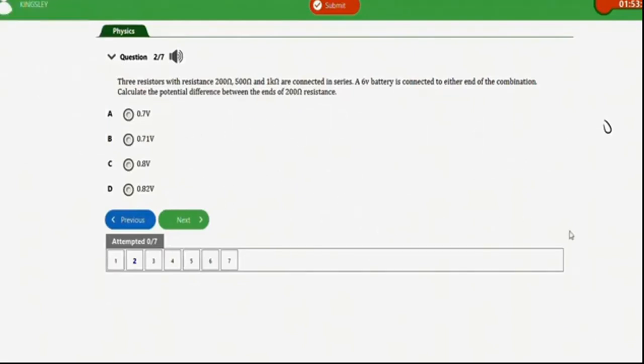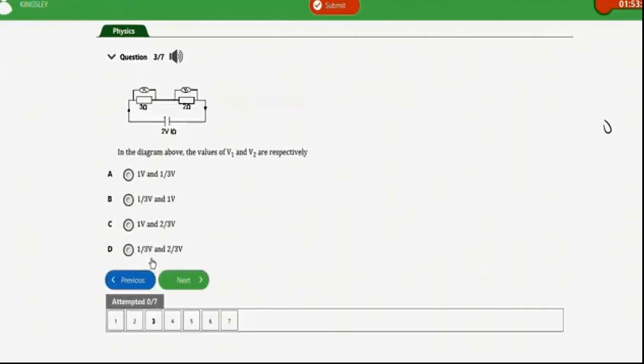The next repeated question will be this question. It says, in the diagram above, the values of V1 and V2 are respectively, that's first voltage and second voltage. Now guys, for this particular question, just take note of the correct option. If I'm to show you how to derive these options we have here, it will take a good level of time to get to the derivation. Just know the correct option here. The correct option here is option C, which is 1 volt and 2 over 3 volts. When you find the expression, you're going to arrive at 1 volt and 2 over 3 volts. That's for this question.